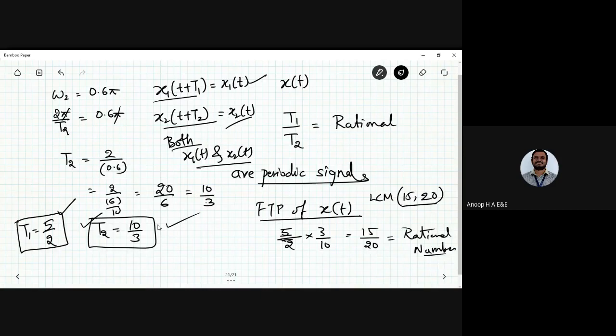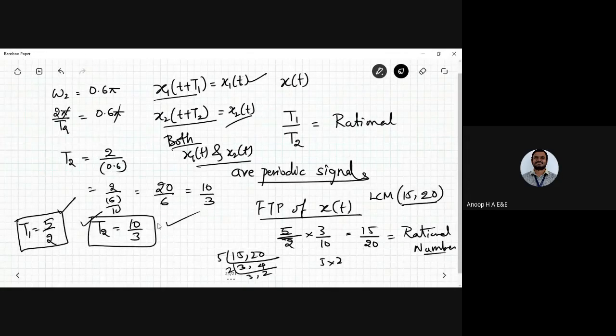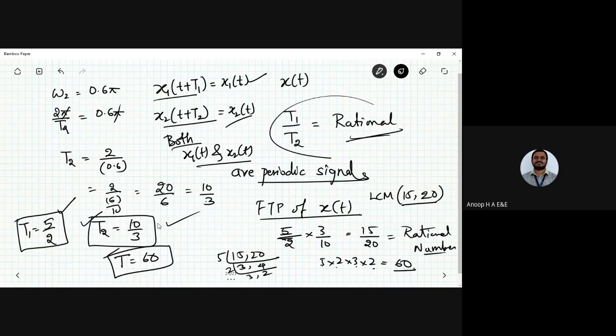So what do I get for the LCM of 15 and 20? 15 is 5 times 3, 20 is 5 times 4, which is 2 into 2. So 5 into 2 into 3 into 2: 2 twos are 4, 4 threes are 12, 12 into 5 is 60. So the fundamental time period would be 60. This is how we can calculate the fundamental time period. This is one thing that you need to remember, the condition which is said to be rational. This condition has to be satisfied.